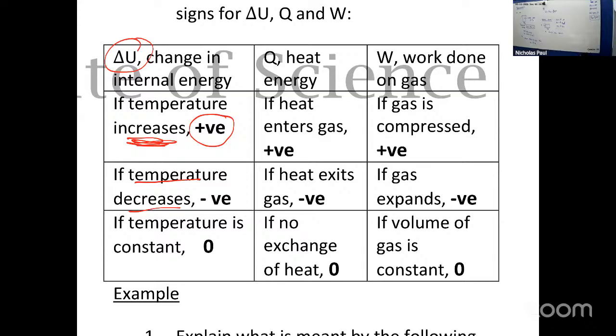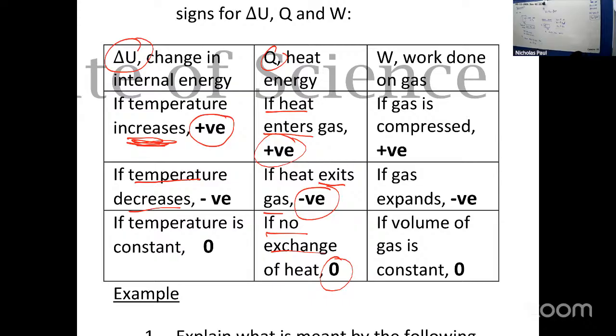Q is heat energy. If heat enters the gas, then obviously Q will be positive. If heat exits the gas, then Q is negative. Everybody okay with that? And lastly, if there is no exchange of heat, then Q will be 0. Simple enough, right?